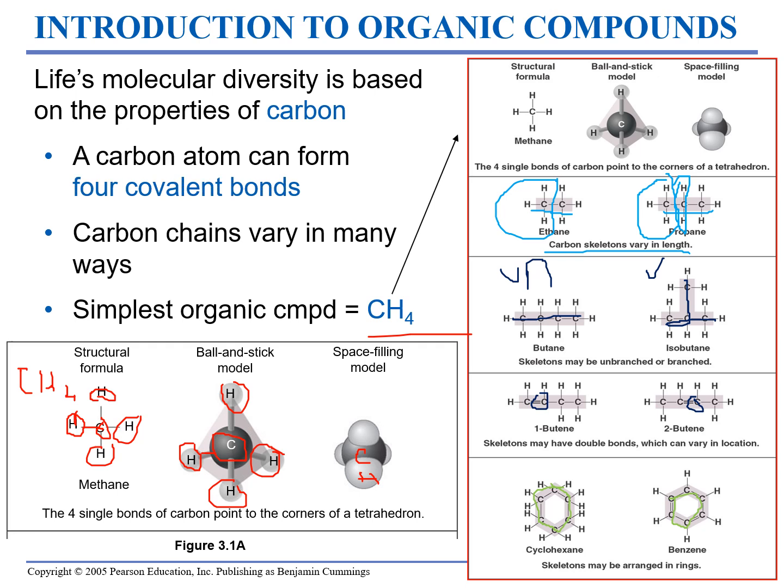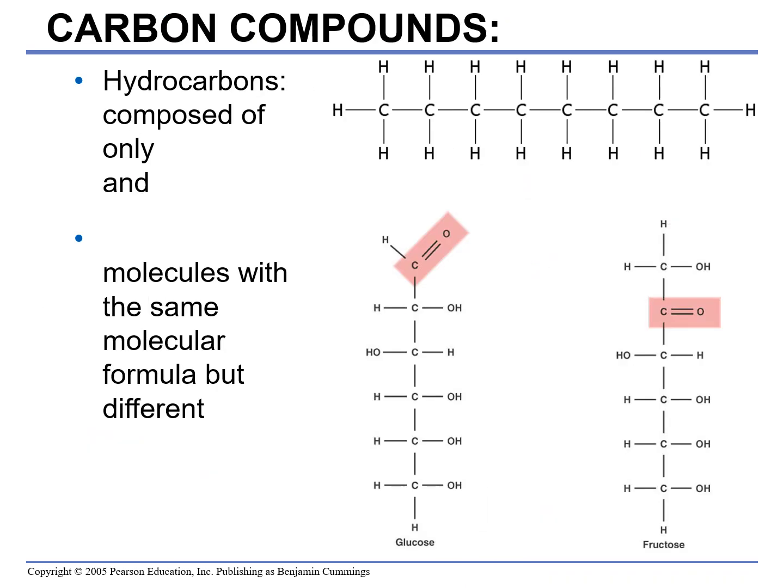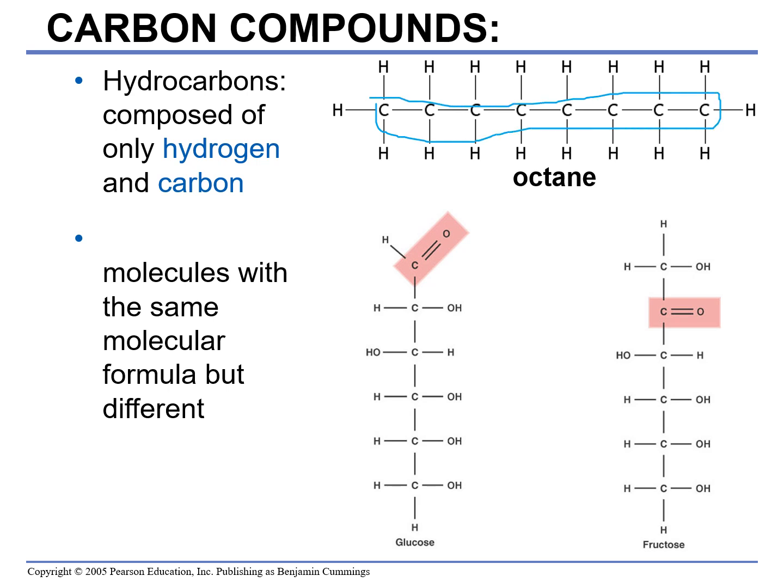So we went over this. So carbon compounds come in hydrocarbons. So hydrocarbons are composed of only hydrogen and carbon. So here you see octane. Octane has just your carbons here in the middle, and on the outside it has hydrogens.